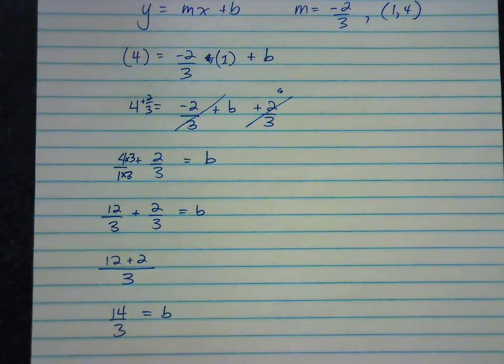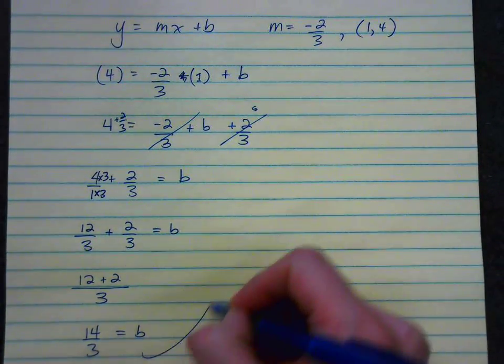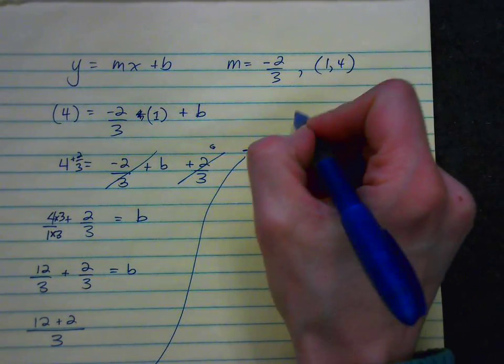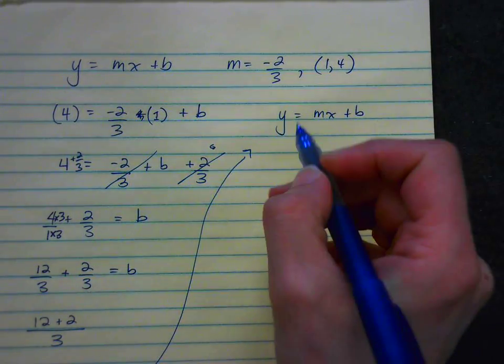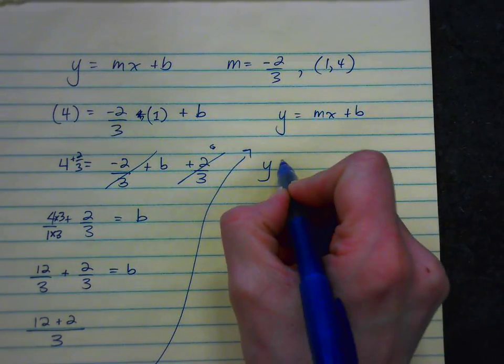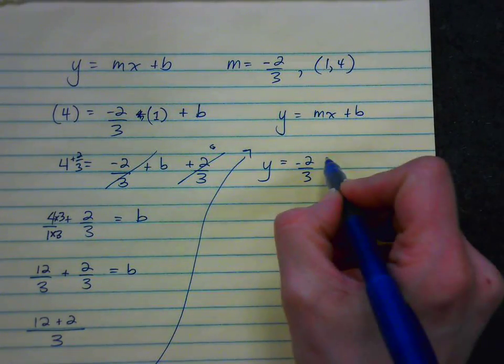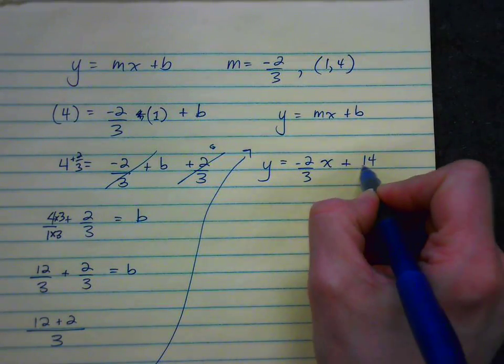Now after you go through all that stuff, that was just to find b. So now you're going to go all the way back, and you are going to write y equals mx plus b. Now you're not worried about y, you want that in there. And m is still the same old thing because it's still the same number. Put in your x, and your b is 14 over 3.